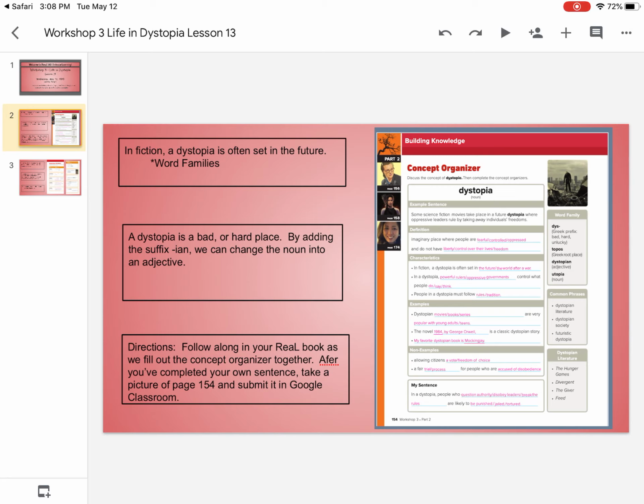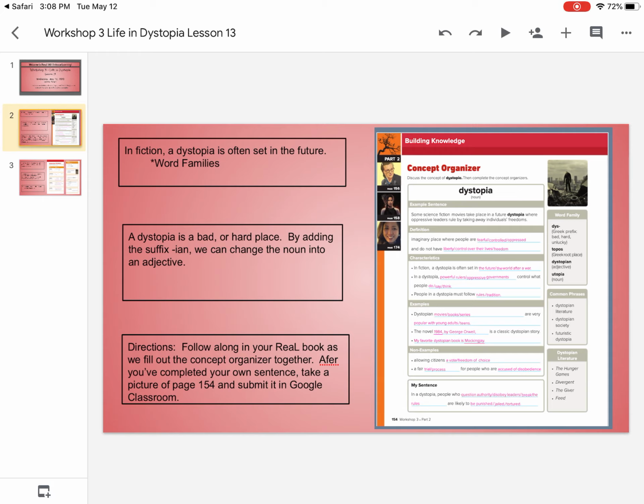Now, characteristics. You'll see three bullets, so we'll look at three characteristics of a dystopian society. In fiction, a dystopia is often set in the future or in the world after a war. Please put both of those down, because it could be in the future or in the world after a war. It doesn't always have to be, but it probably makes sense to put both of those down as a characteristic or a description.